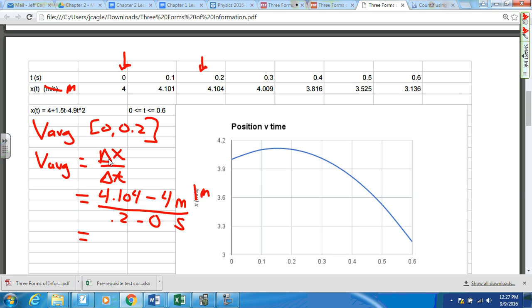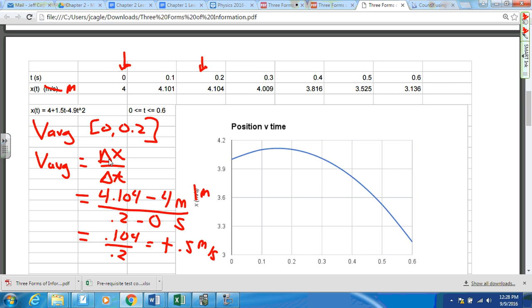We get 0.104 over 0.2, which is the same as 1.04 divided by 2, which is going to be positive 0.52, but I have to round to 1 sig fig because I only have 1 significant figure in the bottom. So I'm going to get positive 0.5 meters per second.